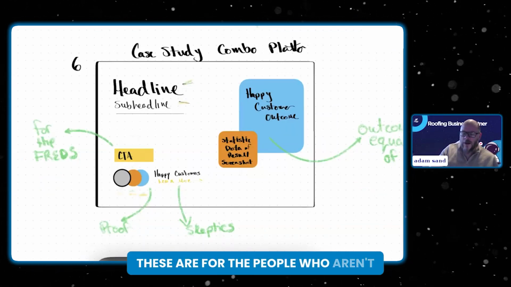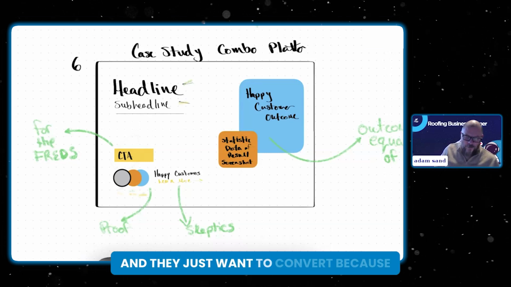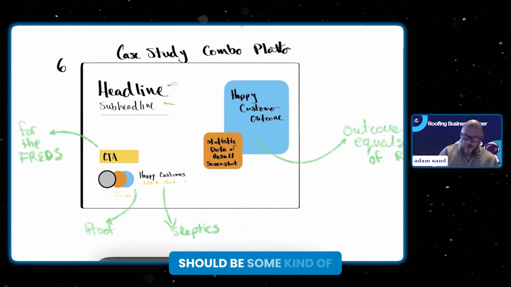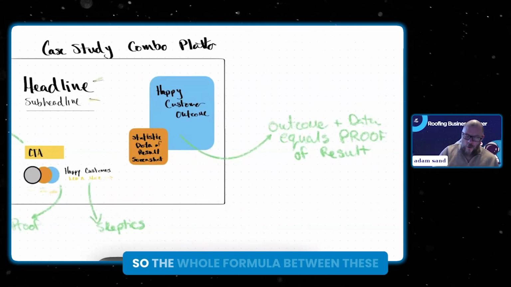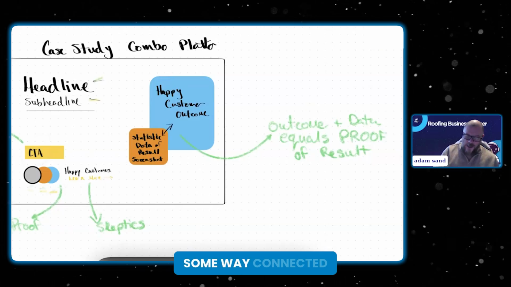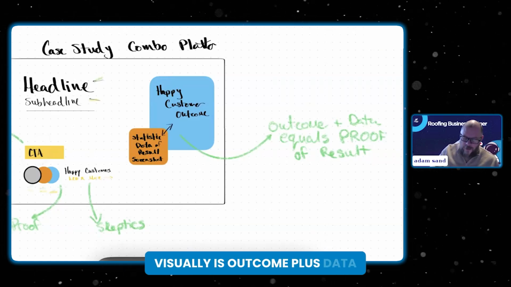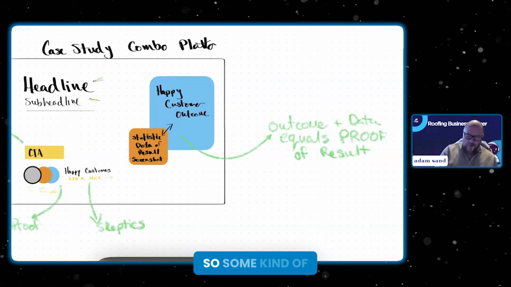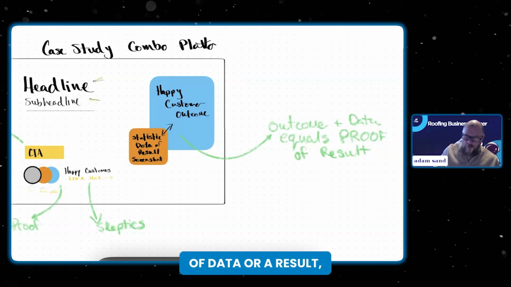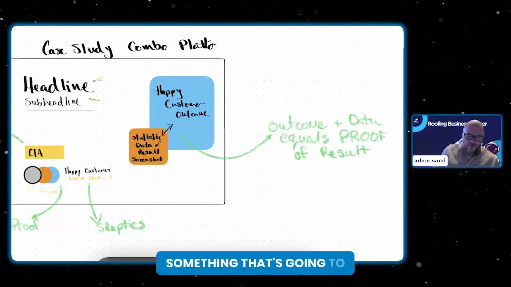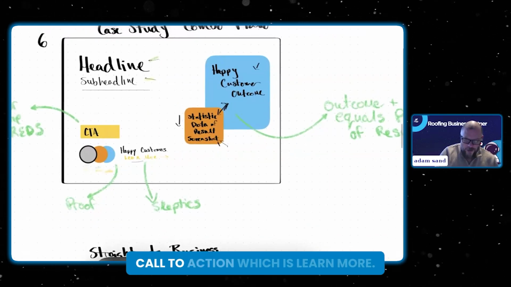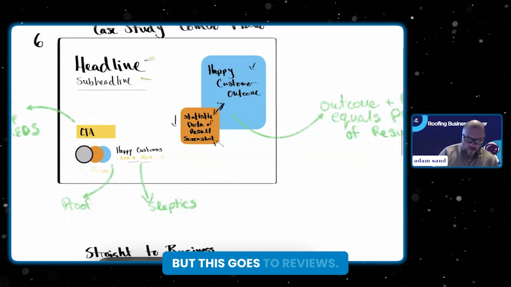Right? These are for the people who aren't even going to scroll and they just want to convert because they came here and they went, yep, this is for me, because the image should be some kind of happy customer outcome. So the whole formula between these 2 elements that are going to be overlapped or in some way connected visually is outcome plus data equals proof of result. So some kind of happy customer outcome and then some kind of statistic of data or a result, some kind of screenshot, something that's going to say this is the data. And then you got the happy customers, and then usually you have an alternate call to action, which is learn more, but this goes to reviews.